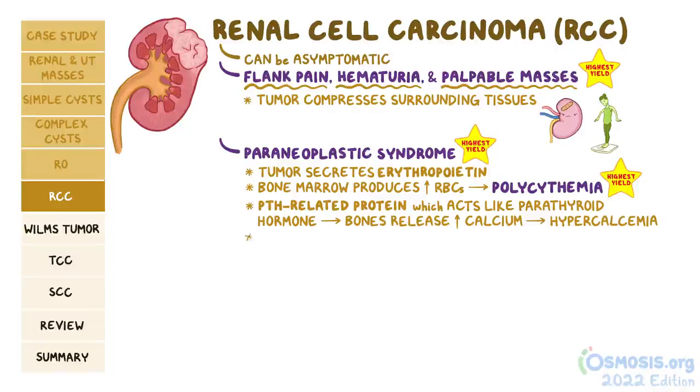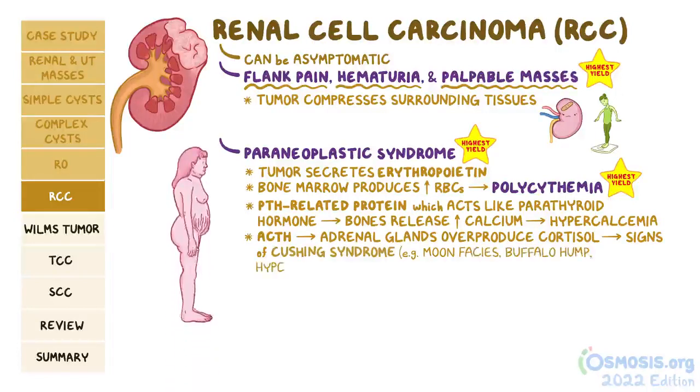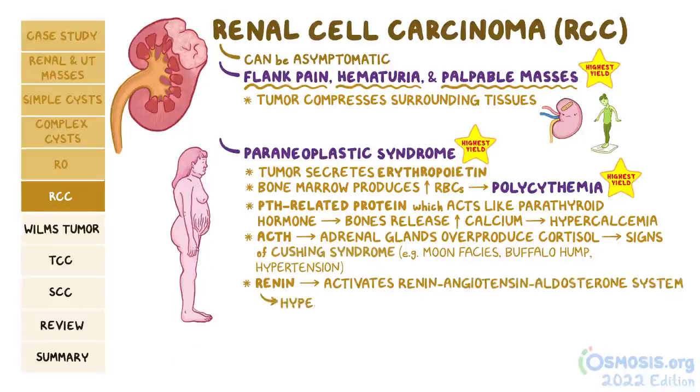It can also produce ACTH, which causes the adrenal glands to overproduce cortisol, and there will be signs of Cushing syndrome like moon facies, buffalo hump, and hypertension. Finally, it can also produce renin, which is normally produced by the kidneys. Renin further activates the renin-angiotensin-aldosterone system, leading to hypertension.